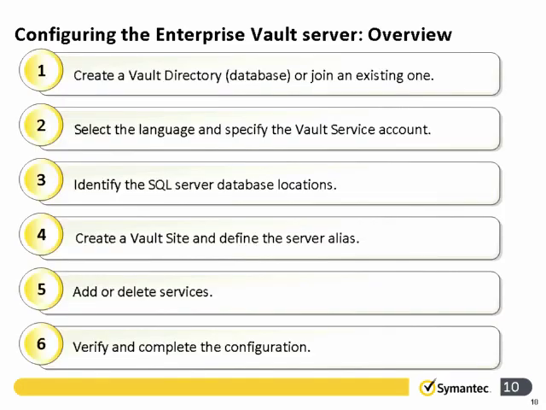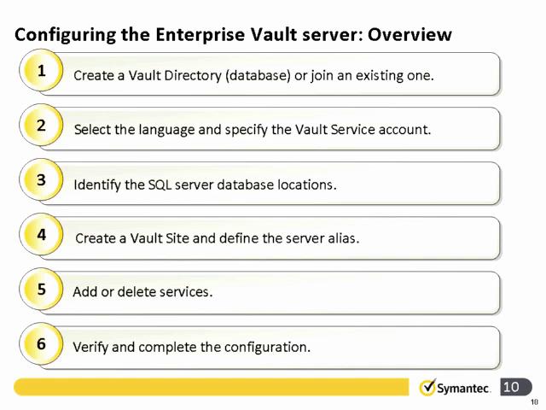So the big picture of what we're doing with the Enterprise Vault Configuration Wizard includes creating the Vault directory or joining an existing one, selecting your language and specifying the Vault service account to use, identifying the SQL Server database location. This is both the SQL Server that you're going to use as well as the location of the database files and transaction logs. You'll create the Vault site and define the server alias for the Vault site, add and delete your services, and then verify and complete the configuration process.